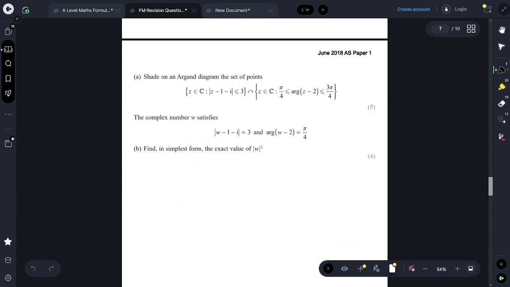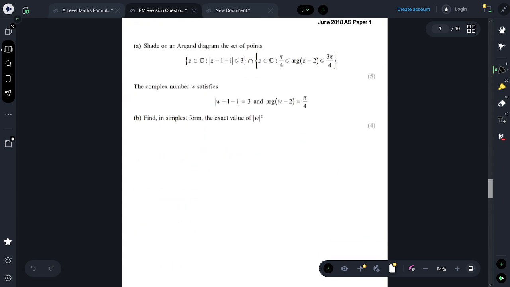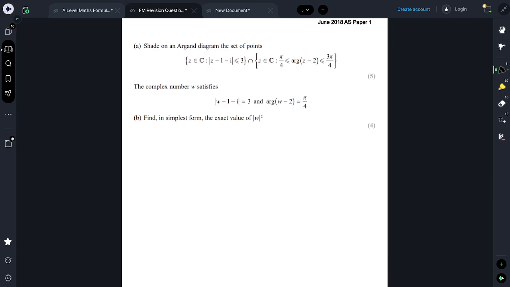Okay, so Argand diagram. On an Argand diagram, the set of points of this. So don't be put off by the set notation. What this is saying is, well, the modulus of z minus 1 plus i is less than or equal to 3. So this defines a circle in the form modulus of z minus a is less than or equal to 3. So the centre is a and the radius is 3.